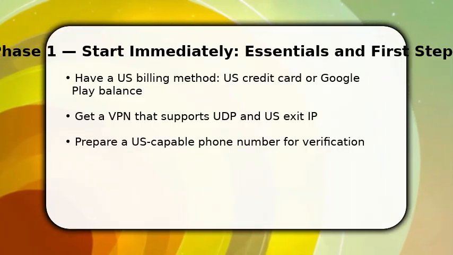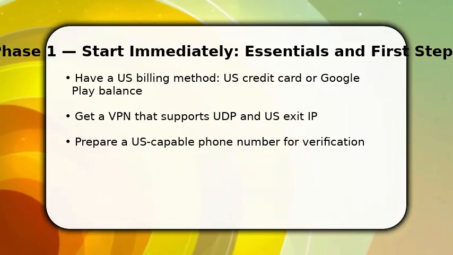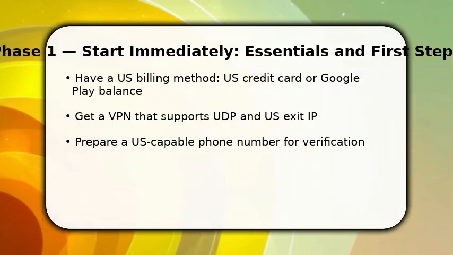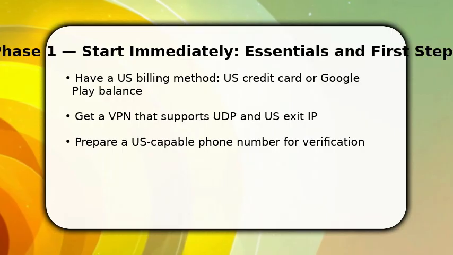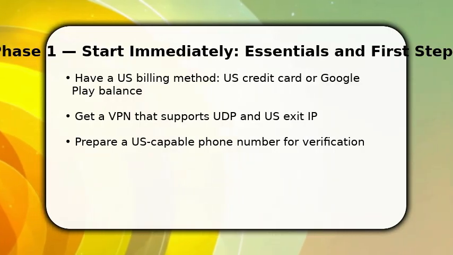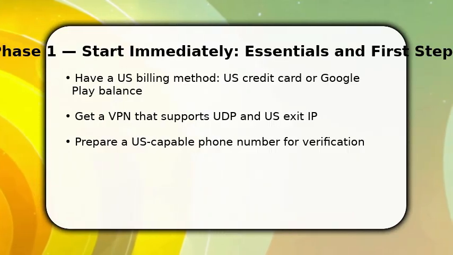You begin by confirming prerequisites, a US billing method and a US phone to receive verification. Next, connect your VPN to a stable US server. Make sure it supports VoIP traffic. Open Google Voice in an incognito window, select a US region, and start account creation.